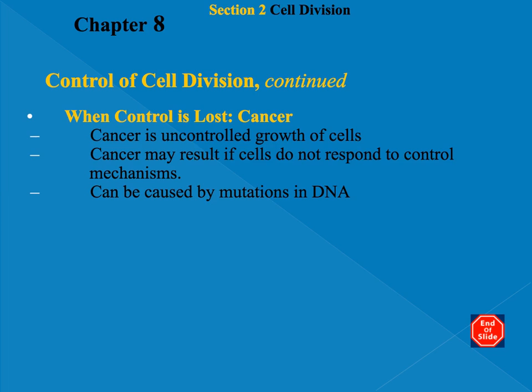When control is lost, it results in cancer. Cancer is the uncontrolled growth of cells. It may result if cells do not respond to these control steps, these mechanisms. It can also be caused by mutations in the DNA. And this concludes video 2 on mitosis.